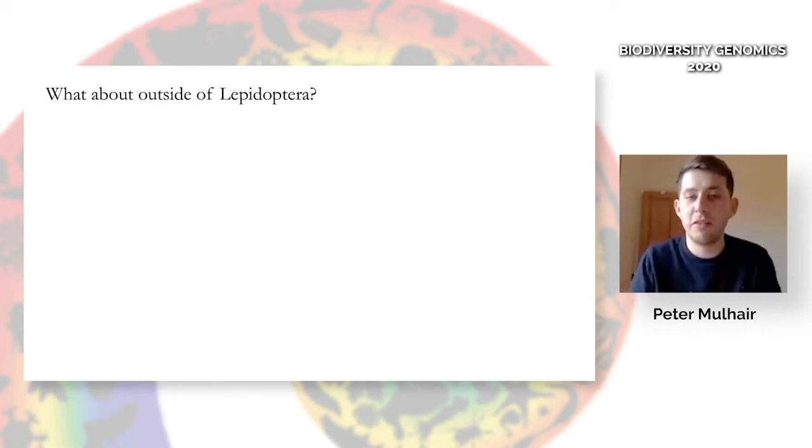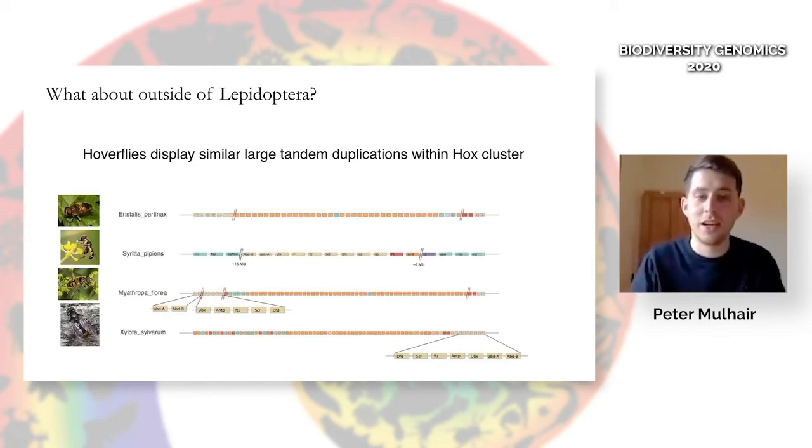But we know in the Darwin Tree of Life project that there's sampling of arthropod species outside of Lepidoptera. So what about the homeobox genes outside of Lepidoptera? What was available to us at the time was 4 hoverfly genome assemblies. And interestingly, we find in some of these species similar large tandem duplications within the Hox cluster. So the same expansions we see in Lepidoptera, we also find in hoverflies, suggesting an adaptive role for these large expansions within the Hox cluster.